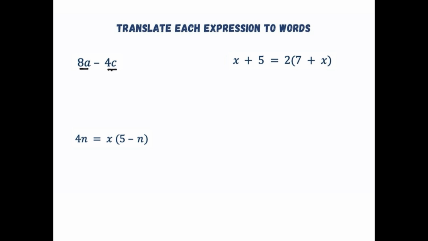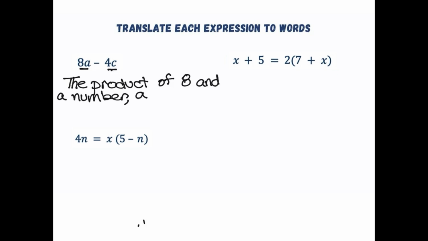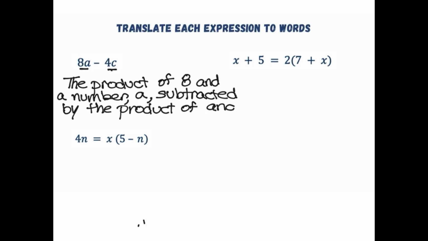So we could write the product of 8 and a number a, subtracted by the product of 4 and, here's the key, another number, because this is a different variable.